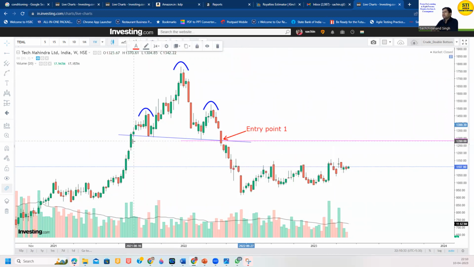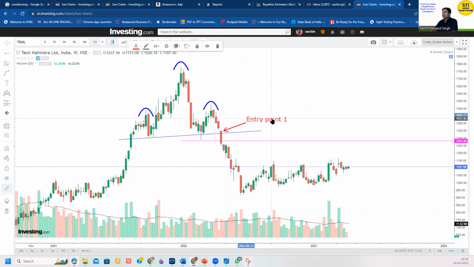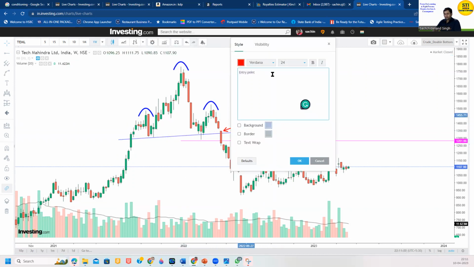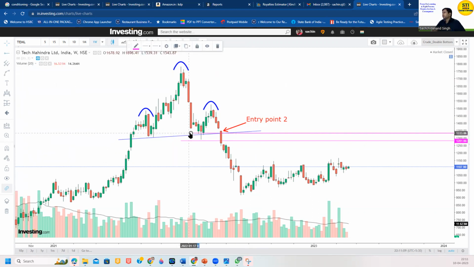In the second scenario, suppose this particular middle candle is not there. In that case, our neckline will be something like this, where the left-hand side is down and the right-hand side is up. So what is happening in this case? Your entry point is becoming this level, which is entry point 2. And if you mark the price point at this level, it will be around 1333, which is approximately more than 50 rupees higher.